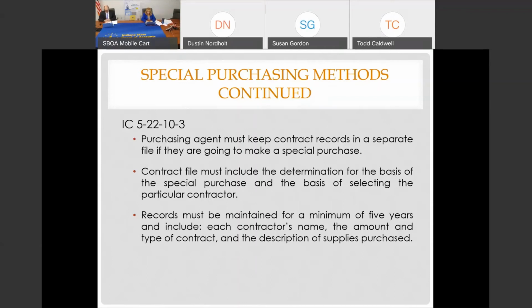And finally, that statute requires that the records must be maintained for a minimum of 5 years, and definitely not until we've audited them. And it should contain the names of the contractors, the amount, the type of the contract, and a description of what was purchased. And it'll be those separate files that we're going to look at during an audit, if you purchase something using a special purchasing method.